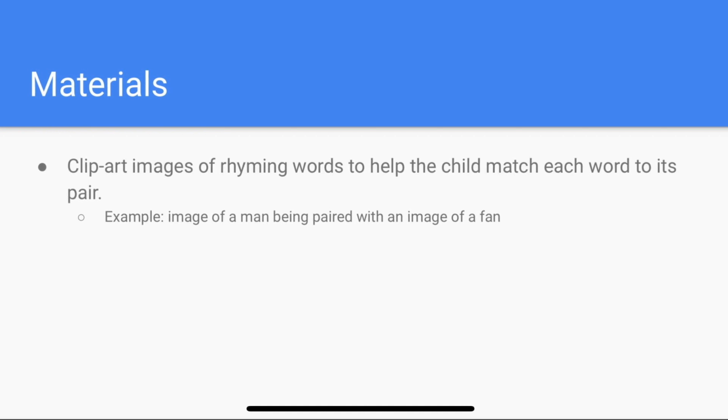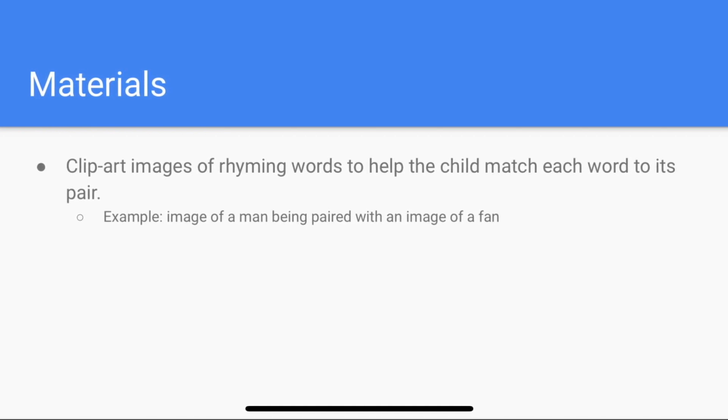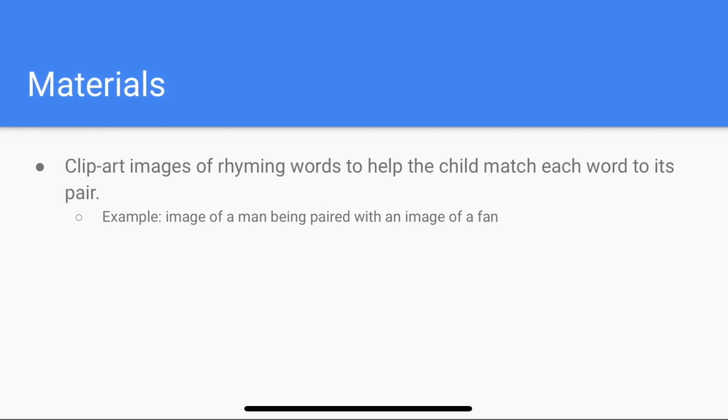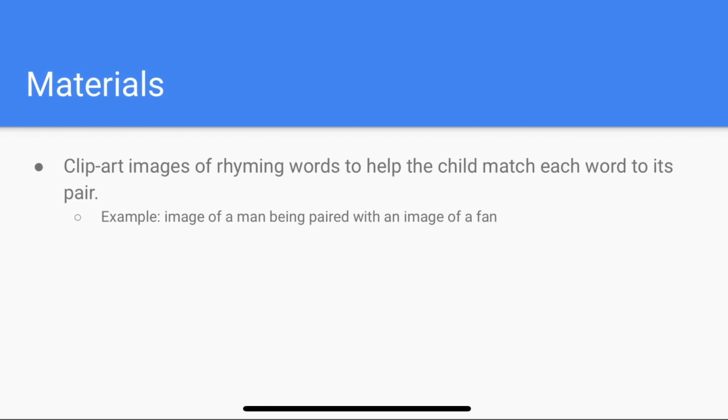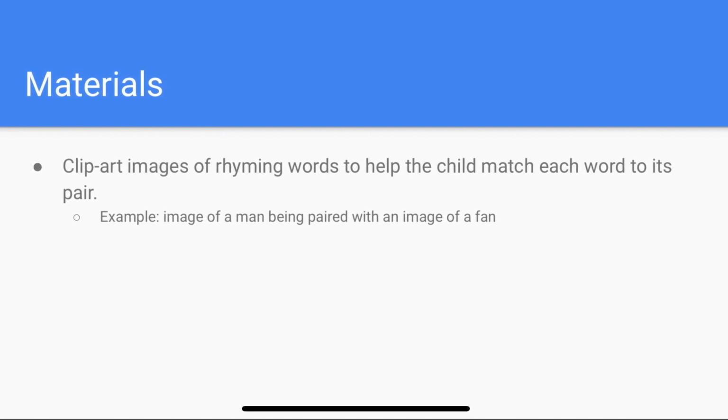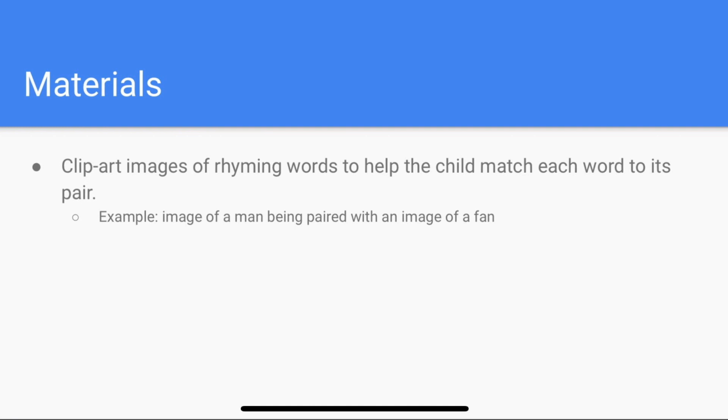Materials. The materials we are using are clip art images of rhyming words to help the child match each word to its pair. For example, matching the image of a man being paired with the image of a fan.